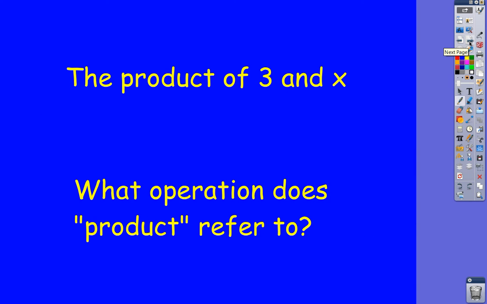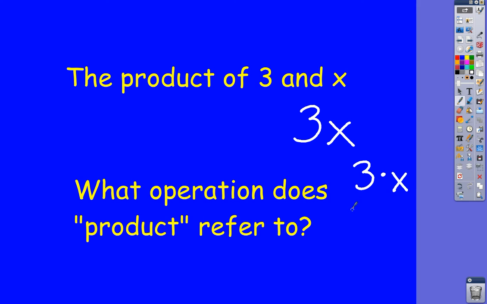So in this case, once again, the product of 3 and x means product is talking about multiply. So it's 3 times x. Now, one thing I want to mention is if I put a coefficient right beside a variable, it means times. You don't have to go through the extra work of putting the raised dot in between.